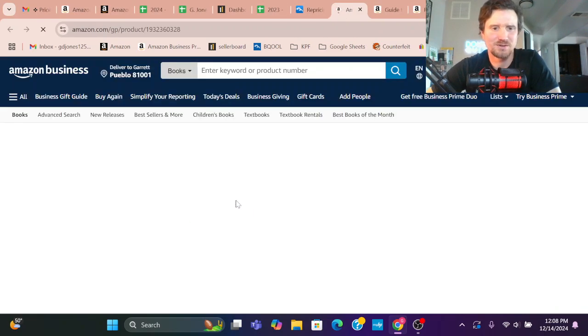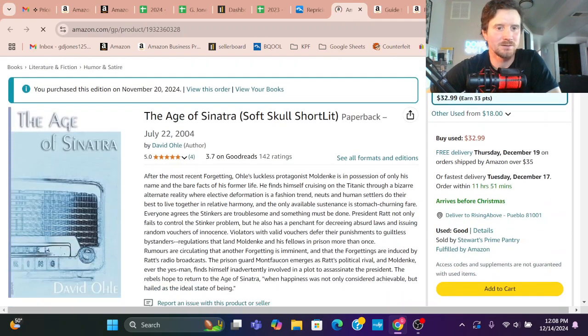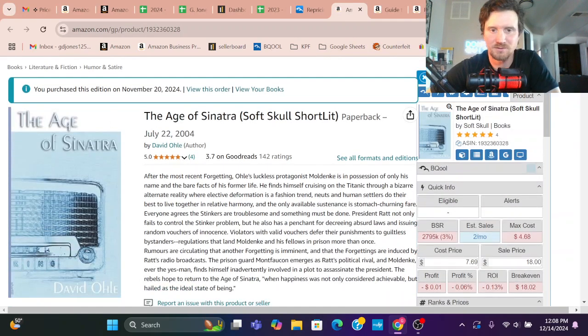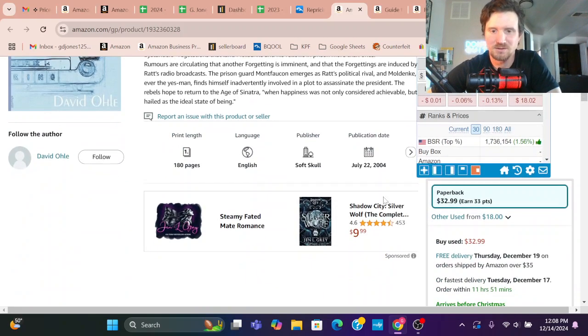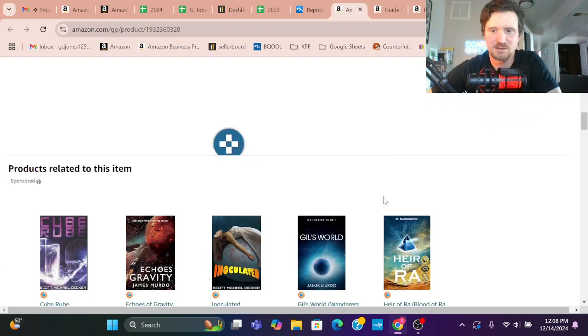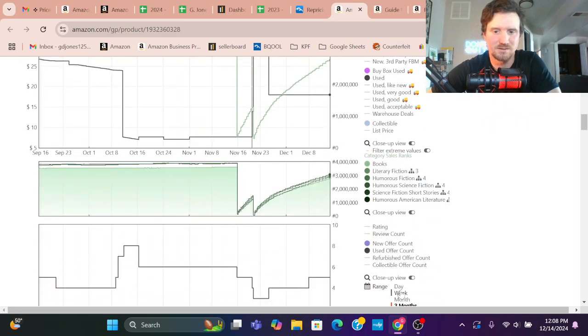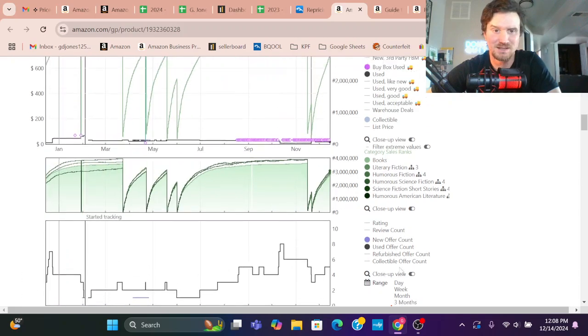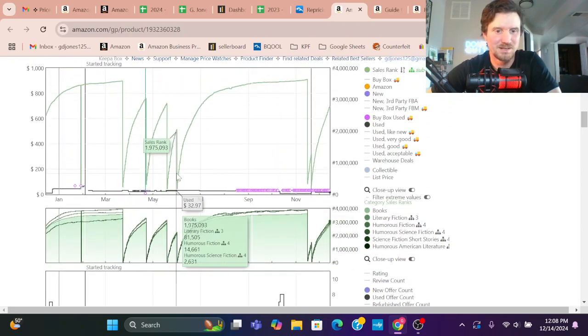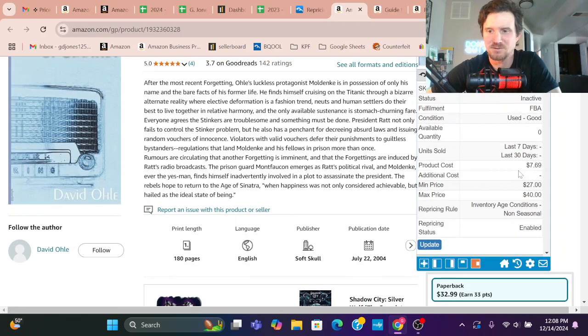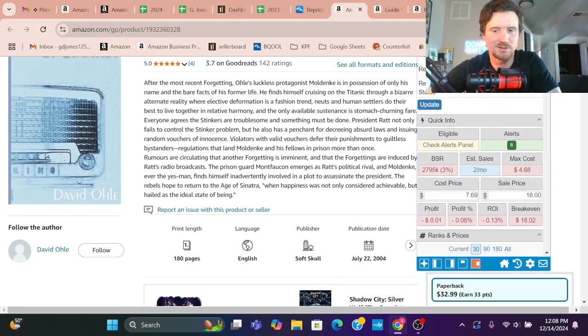Age of Sinatra. I've sold this one a few times. This is a pretty good replen if anybody wants to snag it. It doesn't sell a whole lot, but I've sold it a few times, which is kind of unusual. But let's see. I always got it below $10. This one I got my min price at 27, which hits that 100% ROI.